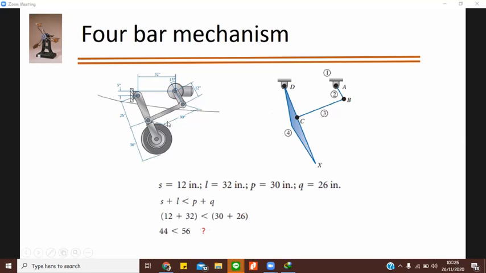So first we will determine what are the shortest, longest, and other two lengths. So shortest you are seeing here is 12 inches. Longest is 32 inches. P is 30 and other Q is 26. Okay. So when you will add them up, shortest plus longest and P plus Q, you will see you are getting 30 plus 26 over here. So that's 56 and other side is 44. Okay. So this is your mechanism.